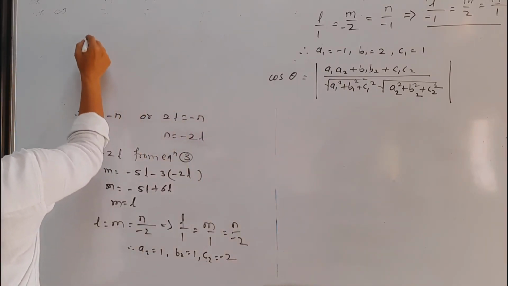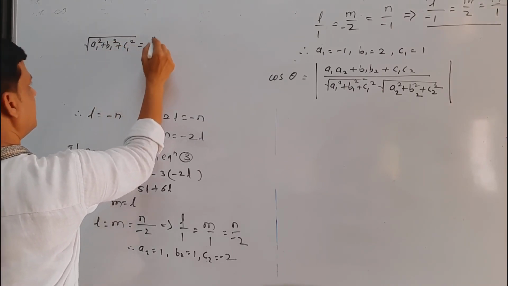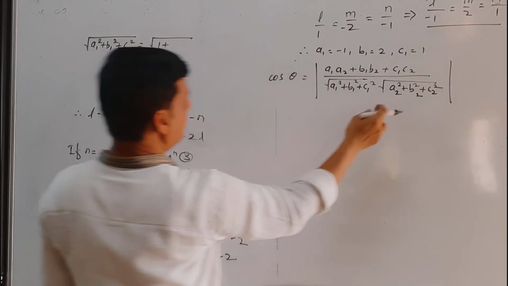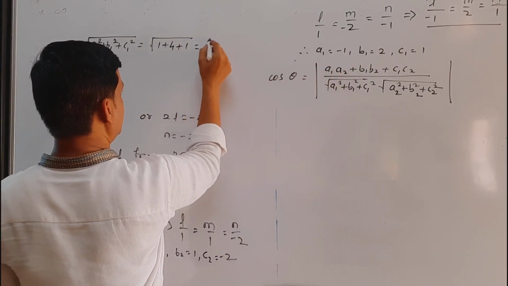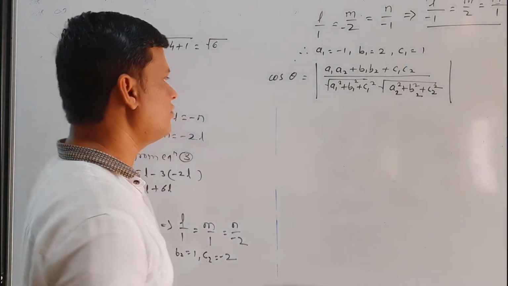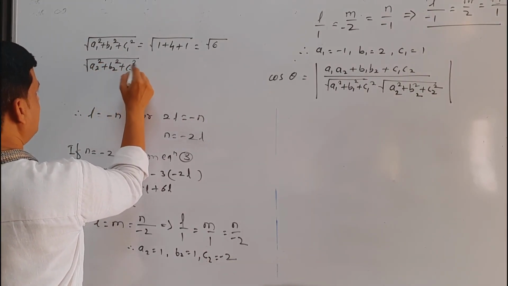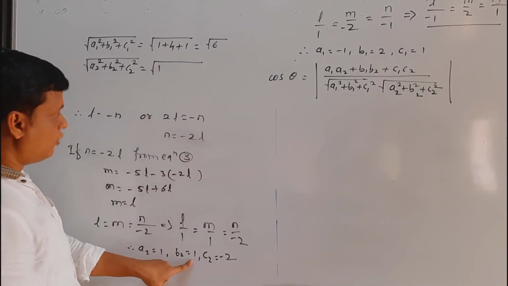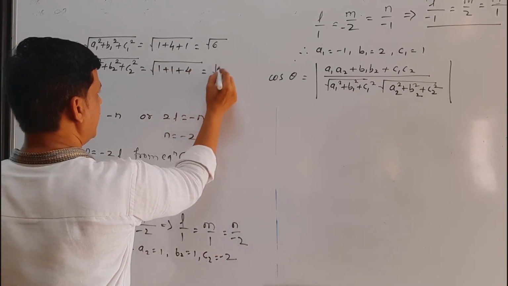So we first find the value of under root A1 square plus B1 square plus C1 square. Now value of A1 is minus 1, so minus 1 square is plus 1. Value of B1 is 2, so 2 square is 4. Value of C1 is 1, so 1 square is 1, so we get here square root of 6. Now we find the value of root A2 square plus B2 square plus C2 square. A2 is 1, so 1 square is 1, B2 is 1, so 1 square is 1, C2 is minus 2, square is plus 4, so we get square root of 6.